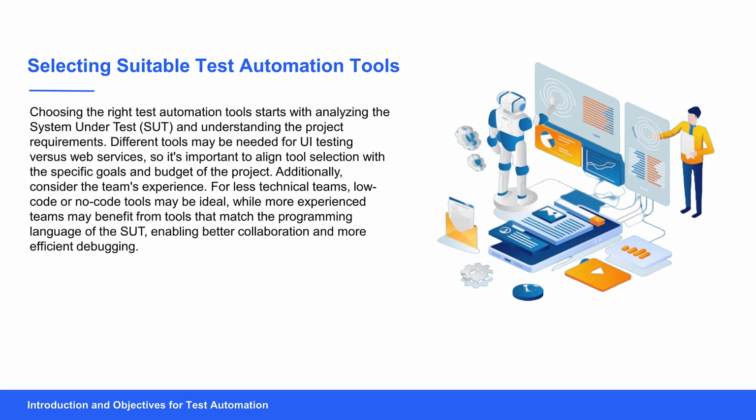Additionally, consider your team's expertise. If your team isn't strong in programming, a low-code or no-code tool could be a smart choice. However, for more experienced teams, selecting tools that use the same programming language as the SUT can enhance collaboration and make the debugging process more efficient. This careful selection process ensures that your test automation efforts are well supported and aligned with your project's needs.